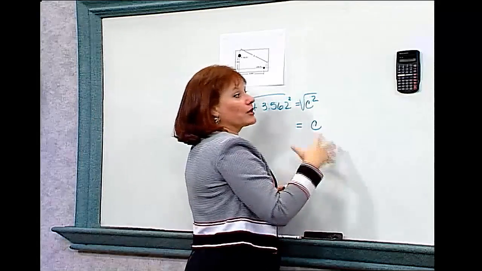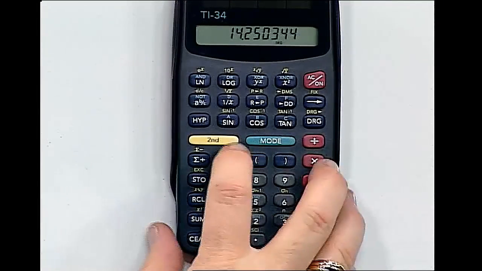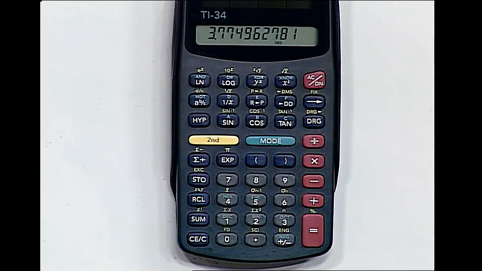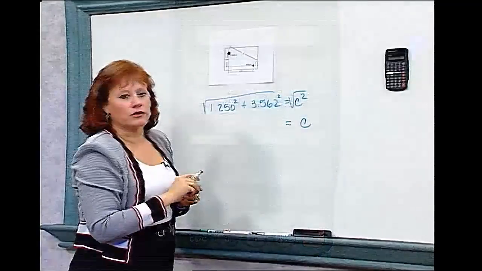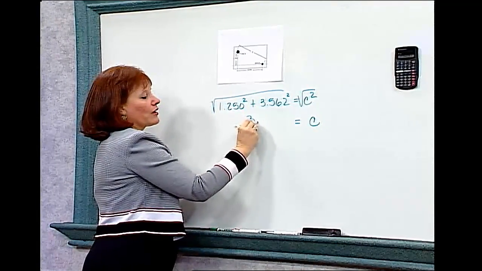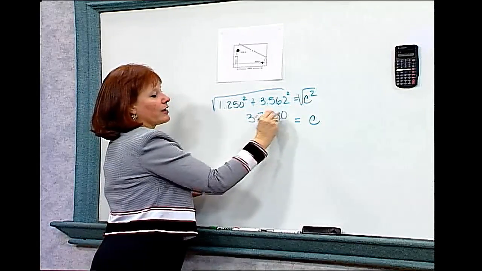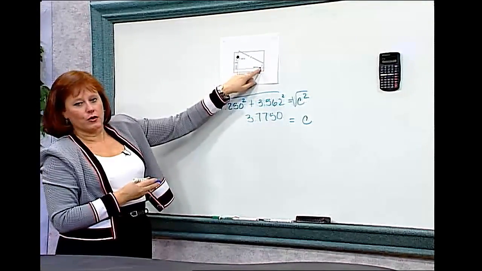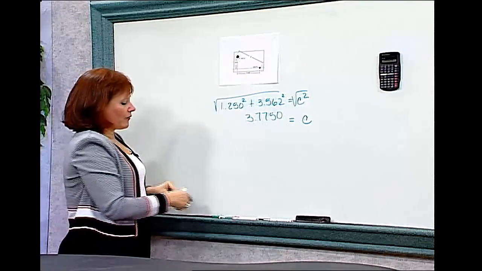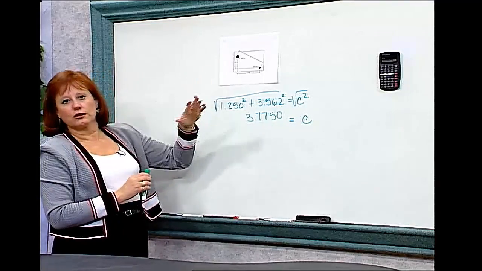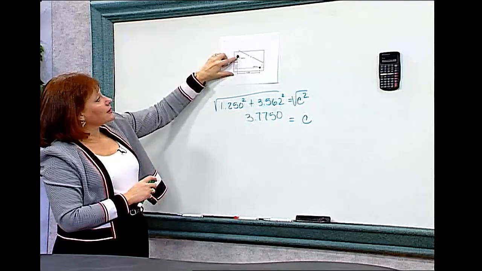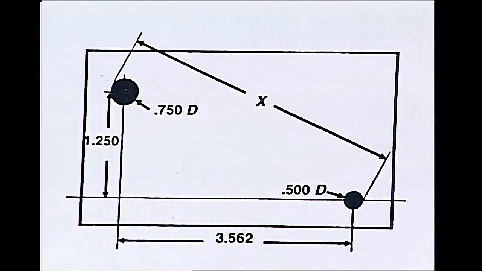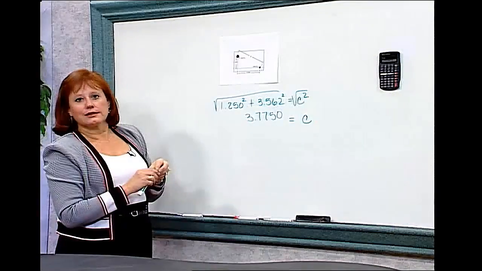Moving to my calculator, I'm trying to make this as simple as possible and let the calculator do the work. I've got my total in there, so I'll hit second square root, and I get 3.77496, which will round off to 3.7750. So I found that c is 3.7750, and I know that's the distance between the center of the top hole and the center of the bottom hole. Now that's not what we asked for in this problem, however. What we asked for was the distance from the outer edge to the outer edge. I know that I have to find the distance from the center to the outer edge in the top hole and the distance from the center to the outer edge in the bottom hole, and then add those distances in.